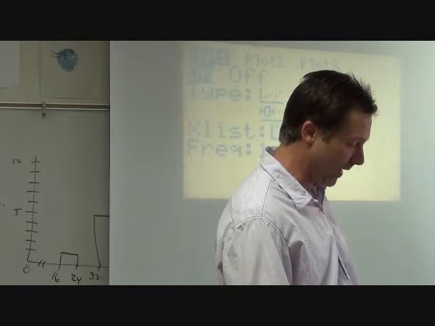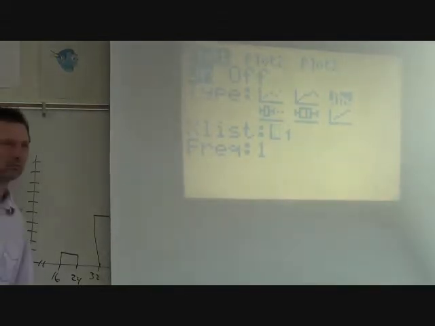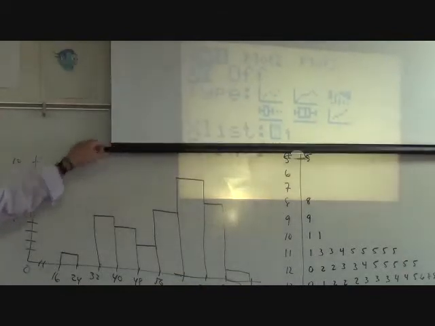All right, let's go ahead then, and what do we need to do now? So I want to make this graph. So what else do we got to tell our calculator about? Classes.